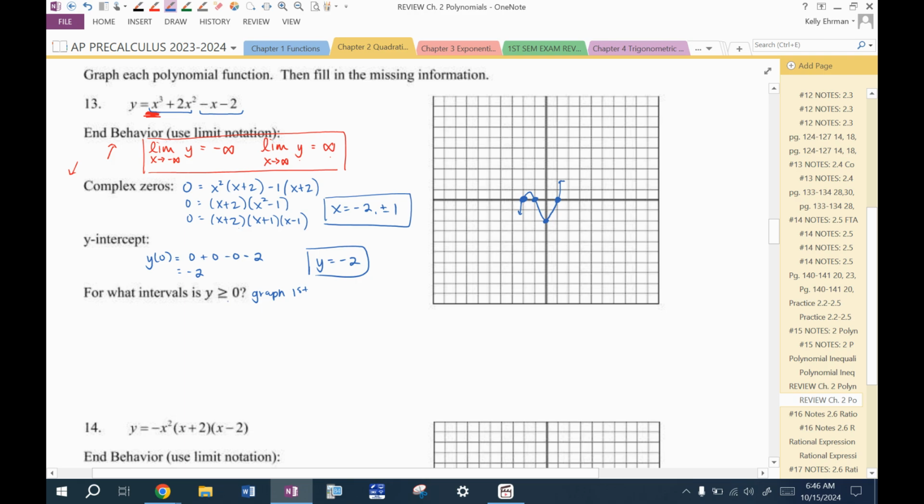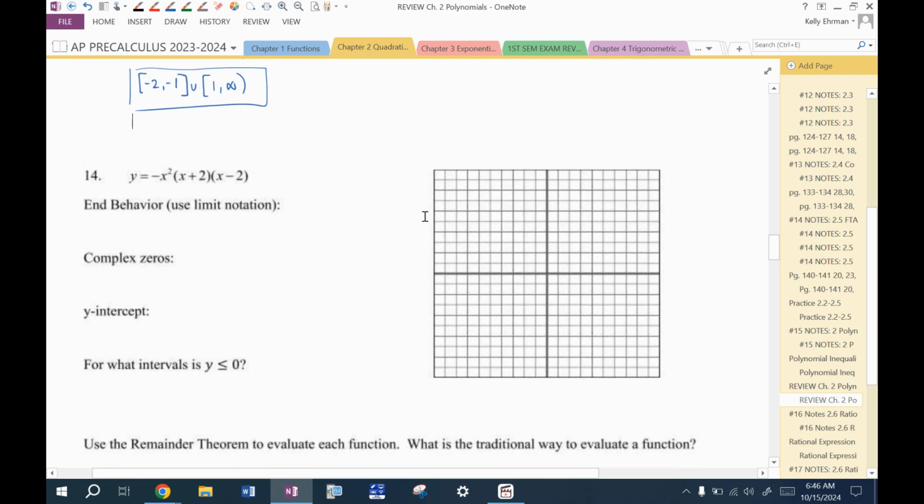And then for what intervals is y greater than or equal to 0? So remember, this just means positive or above the x-axis. So that would be this little section here. So from negative 2 to negative 1, the graph is greater than or equal to 0. And then from 1 to infinity. And I'm including those endpoints because it says greater than or equal to.